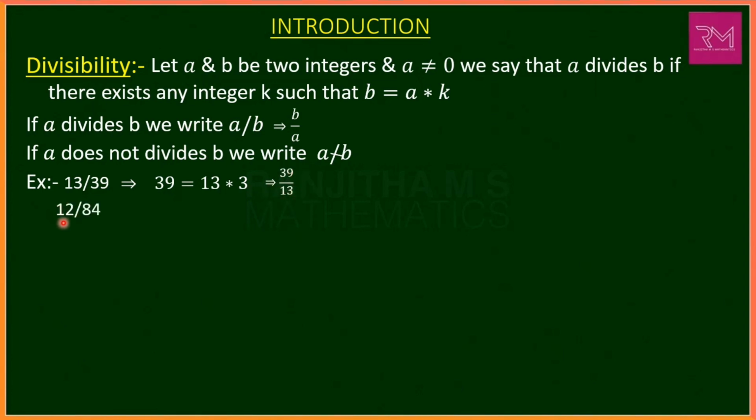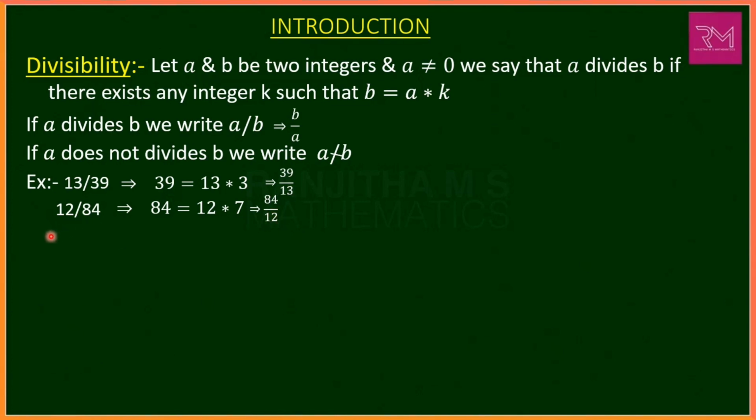Take another example: 12 divides 84. We can say 12 divides 84 because 84 we can write as 12 into some integer 7. That is, 12 into 7 is 84. So we can consider 12 divides 84. Here 12 divides 84, we can write it as 84 divided by 12.